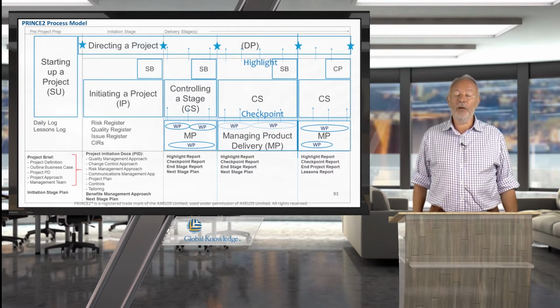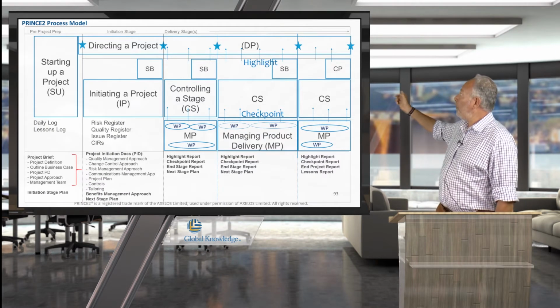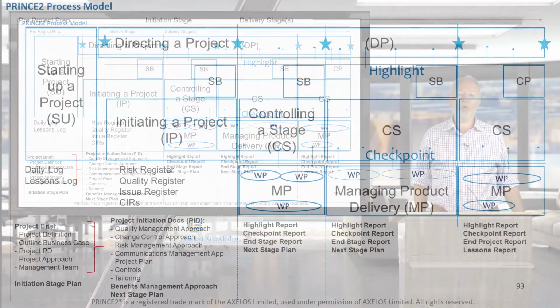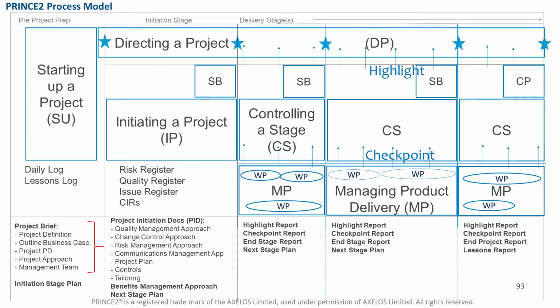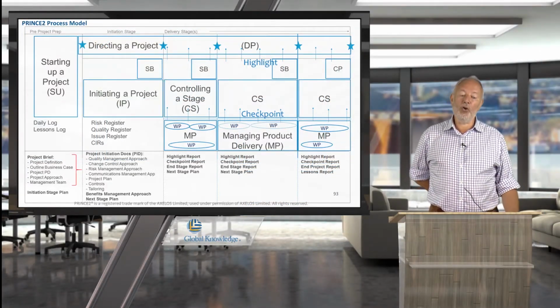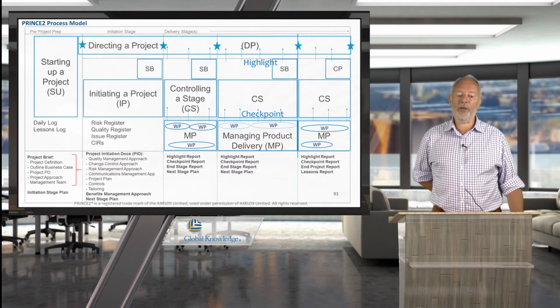This is a process which, as we can see on the diagram here, runs across the whole of the project, from the beginning of the project to the end. This is the level of directing where the project board will be taking their key decisions. So this is where the project board live, and we're going to look at the processes that the project board carry out. They will, throughout this, be interacting predominantly with the project manager in controlling a stage.